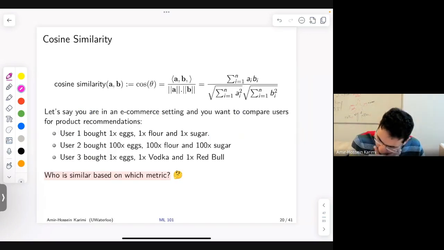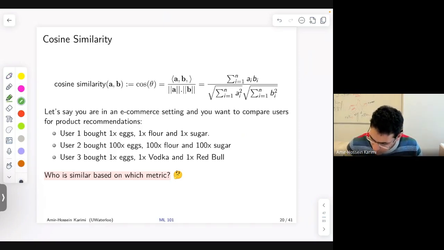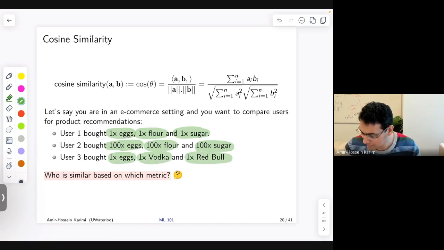Let's say you are Amazon, an e-commerce website, and you want to compare users for product recommendations. You have 3 different users. User 1 has bought 1 egg, 1 flour, and 1 sugar. User 2 has done the same thing, just 100 times more. And user 3 has bought 1 egg, 1 vodka, and 1 Red Bull. They have a party going on. So who is similar to whom based on which metric? Let's say we have a Euclidean distance. Which users would be similar to one another?